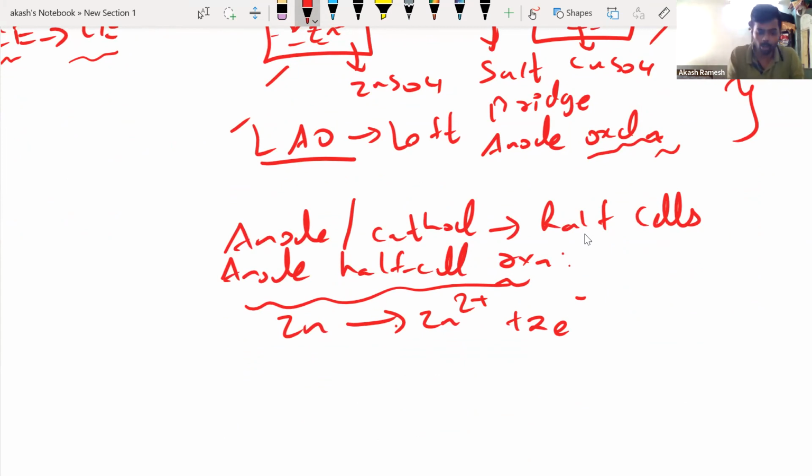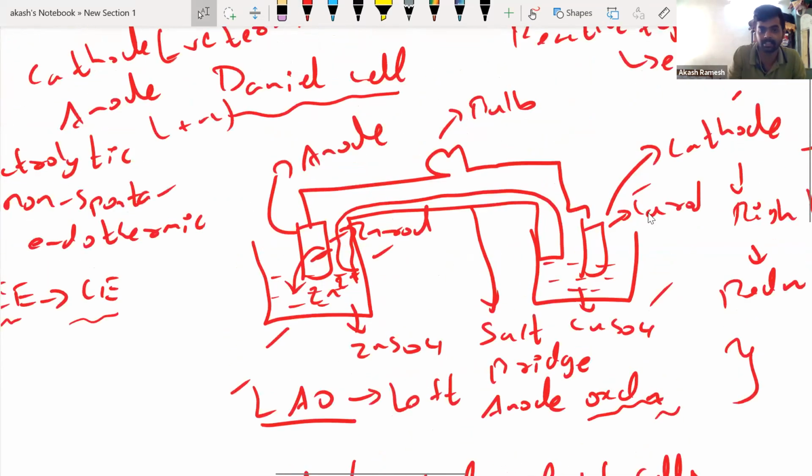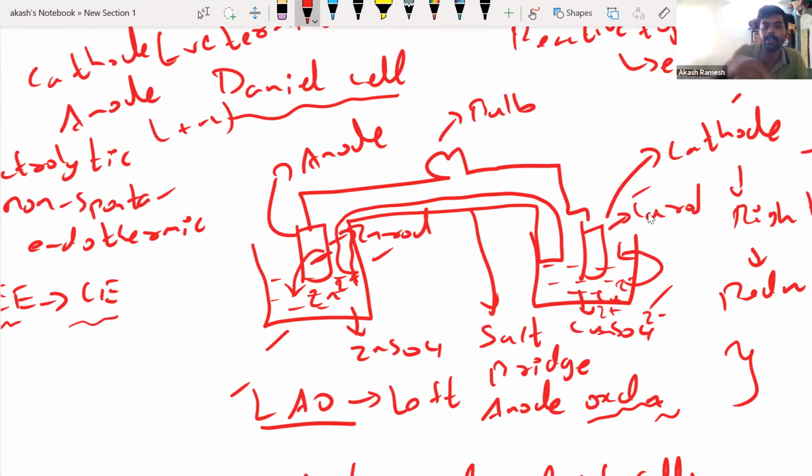Now, when I go to the cathode, obviously reduction has to happen. So what will happen here? Cu2+ ions are already there in the form of copper sulfate, Cu2+ ions and SO4 2- ions are present. So this Cu2+ is going to go into the copper as copper. I can say Cu2+ will go as copper metal. For that, obviously, I have to accept electrons.